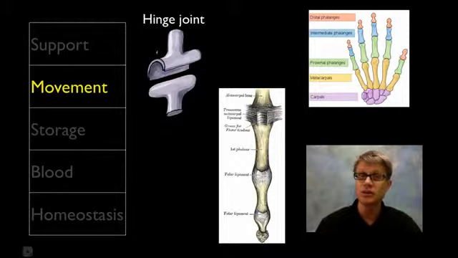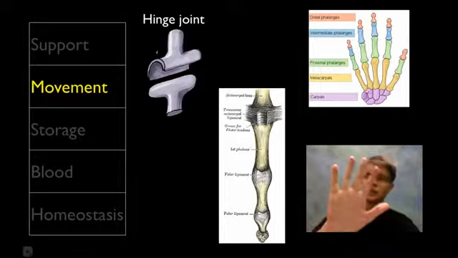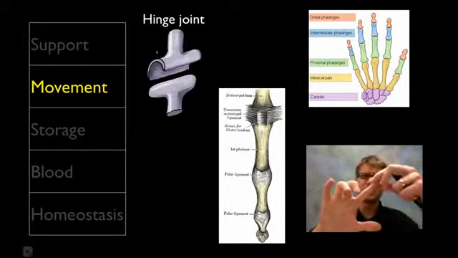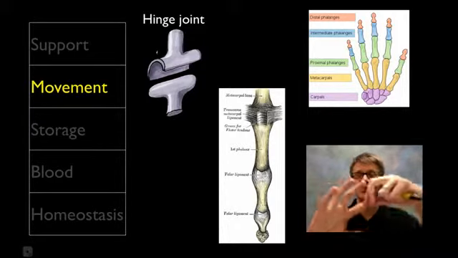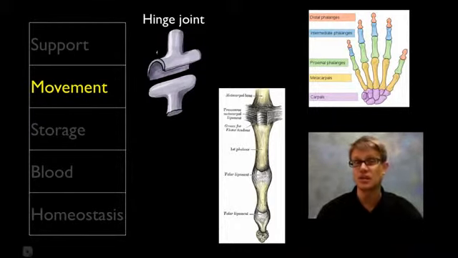Next, we've got the hinge joint, just like a door hinge that only moves in one direction. And so your fingers, or your phalanges, have that. So basically when you go like this, that's a hinge joint. And hopefully you can't move your finger in either direction using a hinge joint.